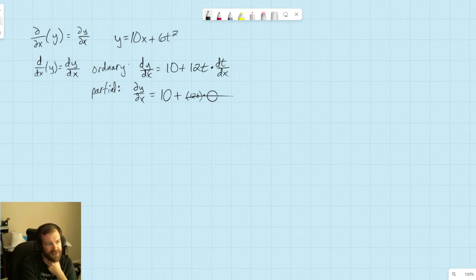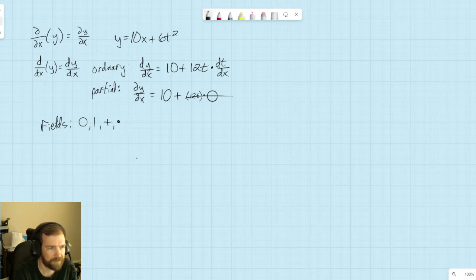Division and subtraction. I believe that they are a notational construct that is convenient, because all we need for fields, and we talked about this last time, are 0 and 1 and addition and multiplication.